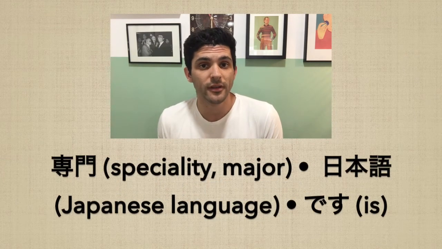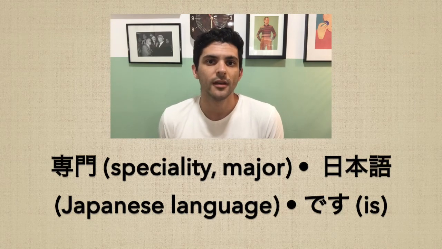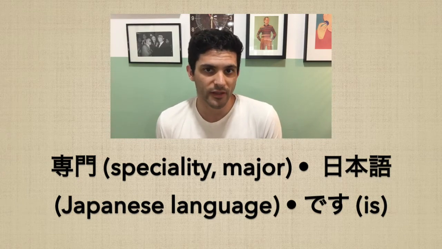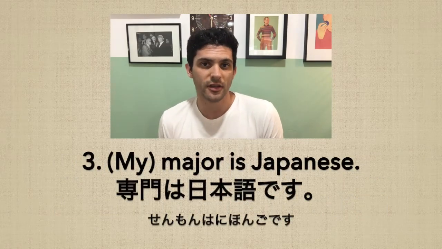Okay, so senmon is speciality, specialization, or major, like in university. Senmon, major. Nihongo is the word for Japanese. Nihongo desu is, so my major is Japanese.